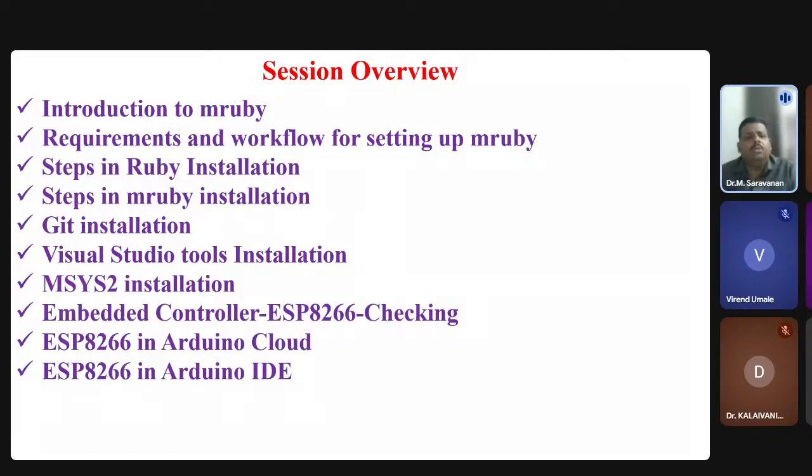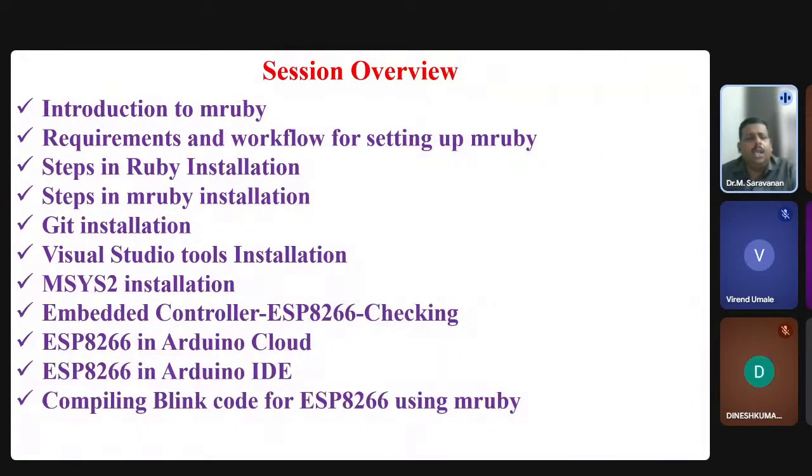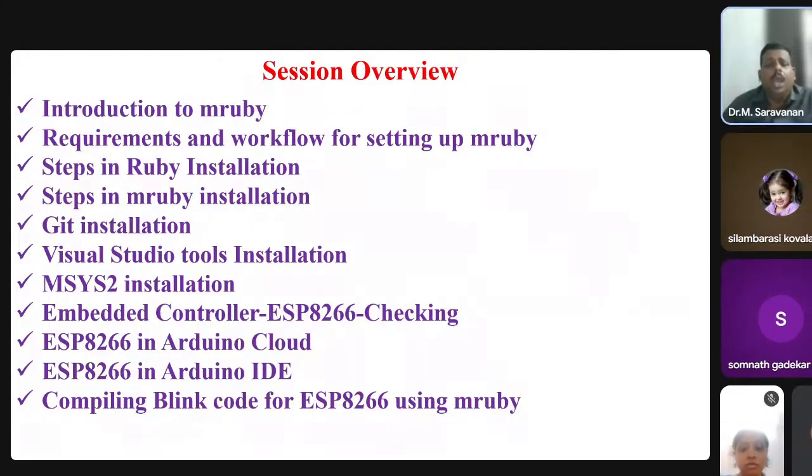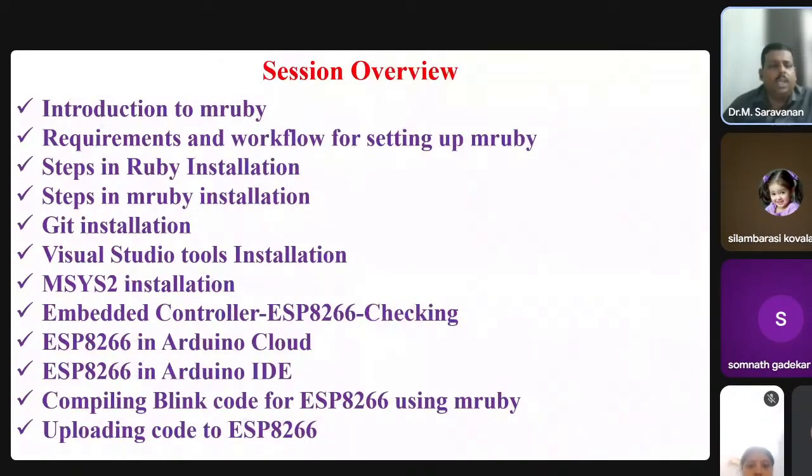Arduino Cloud is for those who are not ready to install any programs in your system, and with Arduino IDE you download the software and do all the things in your system. So we will explore both. Then at last you will compile a Blink code for ESP8266 using mruby, upload the code and see the output. So this is the overall system overview of what we are going to see in this session.